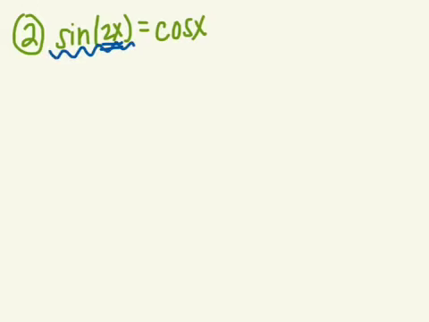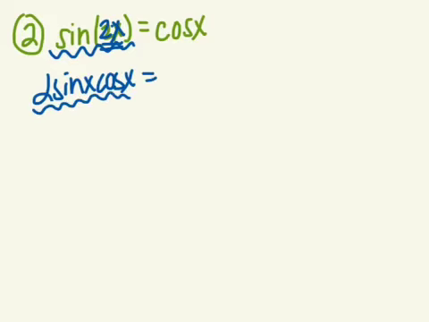Alright, since this is sine of 2 times x, that's a double angle formula. So if you look at your Quality Core reference sheet, sine of 2x is equal to 2 sine x cosine x. So all we're doing is replacing that. We're just using substitution and replacing sine of 2x with the equivalent formula on the other side. Alright, so now we're in a similar situation to number 1 where we have things on both sides of the equation. So let's get it all to one side.